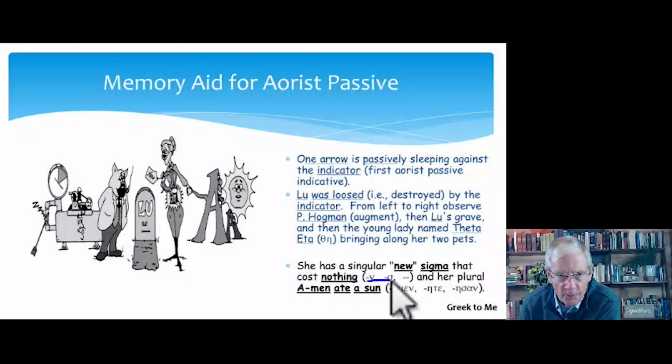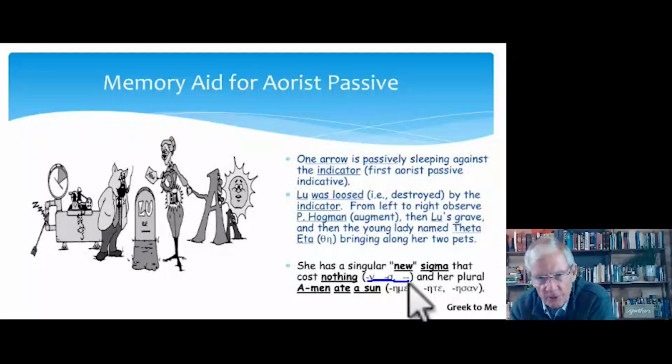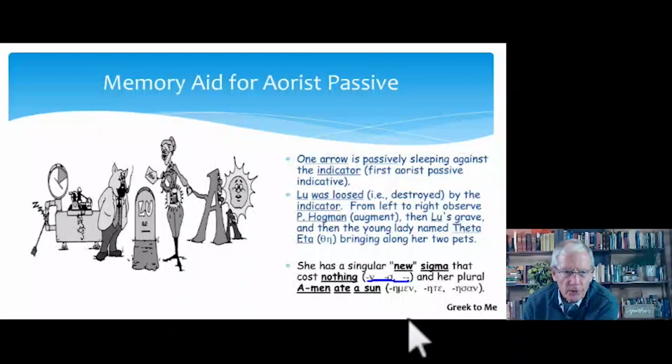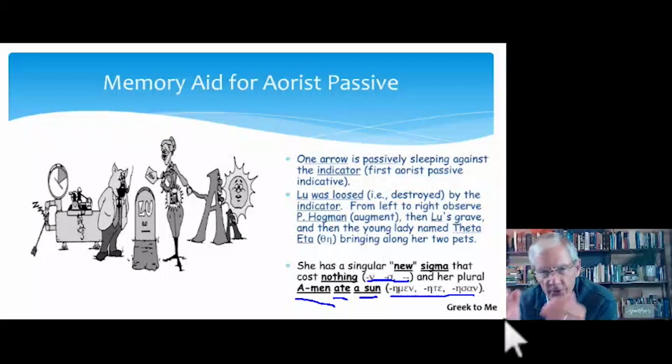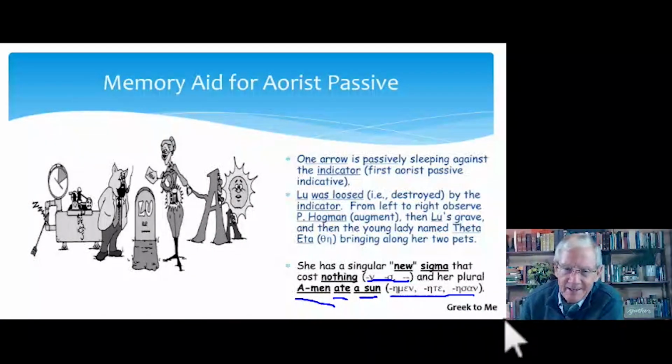So that helps us with our singular endings. Nu, sigma, nothing, or zero. The third singular doesn't have another ending. And notice with her left arm, she is holding on to these amen. And what did they do? They ate a son. Amen, eta, a son. That helps us with the plural endings. So the new sigma that costs nothing, and then amen that ate a son.